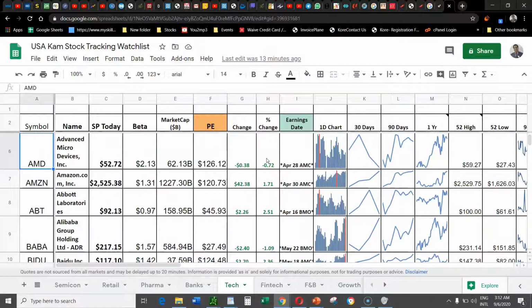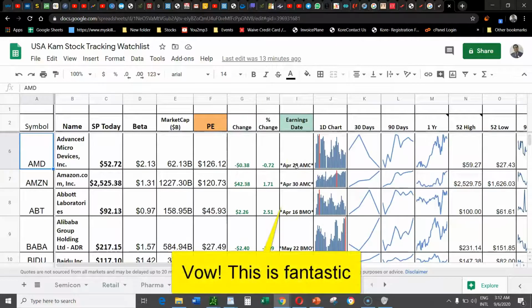All right. The next is the upcoming earning date. Okay, so this is the last earning date that's passed. Now I refresh this, so I'll get the next earning date. Then you have the 1 day chart, 30 days, last 90 days, last 1 year.